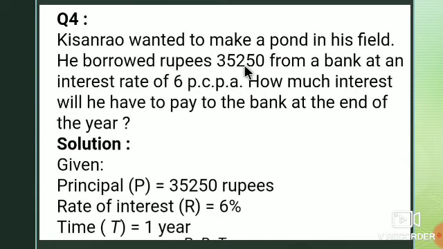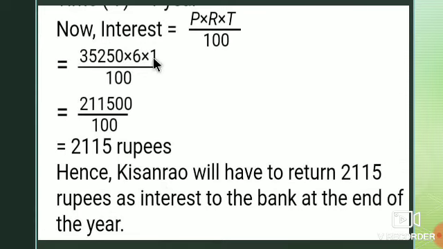This is the principal. 6% is the rate. And at the end of the year means the time period is 1 year. Put the values in the formula. 2,115 rupees is the interest. Hence Kisan Rao will have to return 2,115 rupees as interest to the bank at the end of the year. Students, this lesson is very easy. You have to learn those 2 formulas only and solve the examples accordingly.